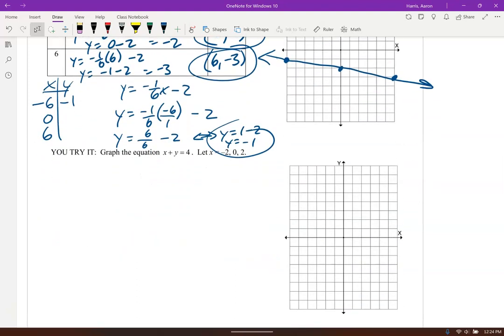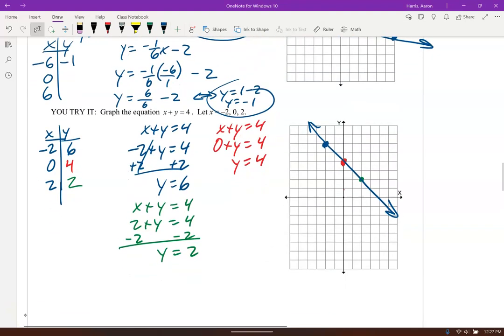All right, let's have you guys do this one. X plus y equals 4. And I want you to do it for negative 2, 0, and 2. And go ahead and find those ordered pairs and plot them on the graph.